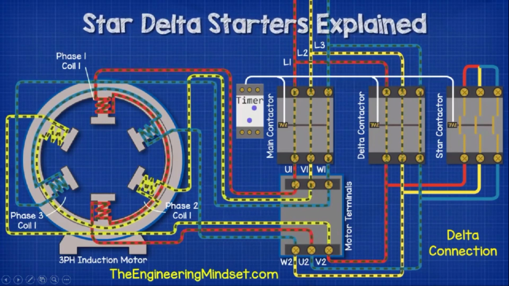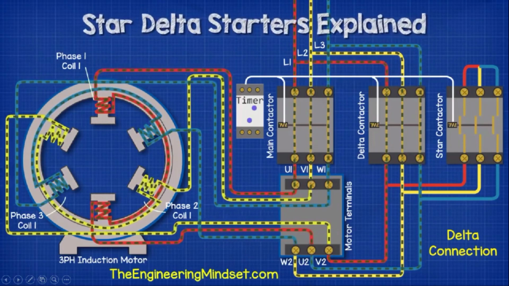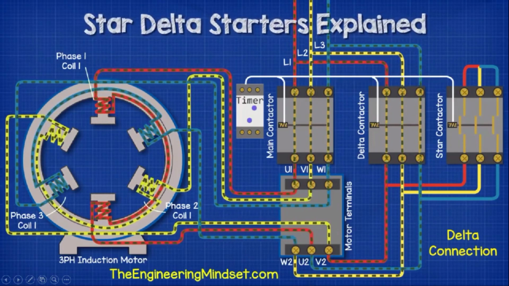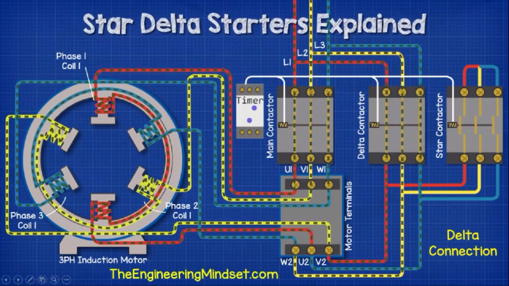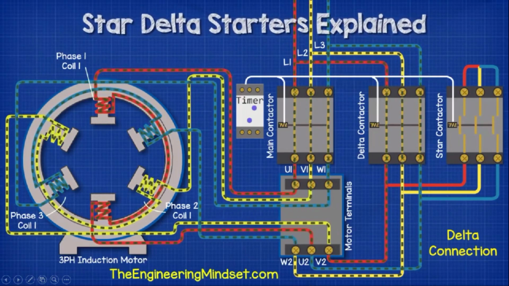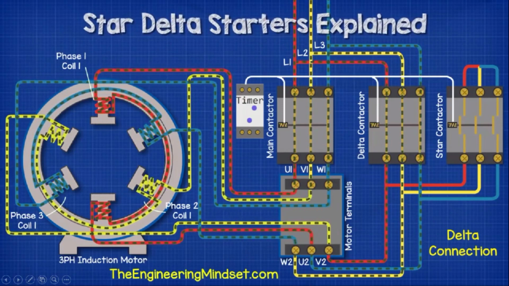To control the changeover from star to delta contactors, we simply use a timer to control this. This will automatically change the configuration over after a set amount of time. Additionally, there are more advanced versions which will monitor the amps or motor speed.